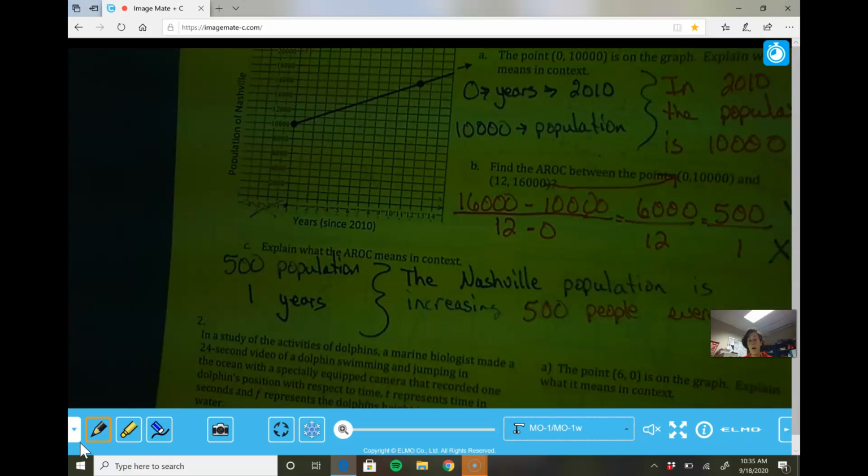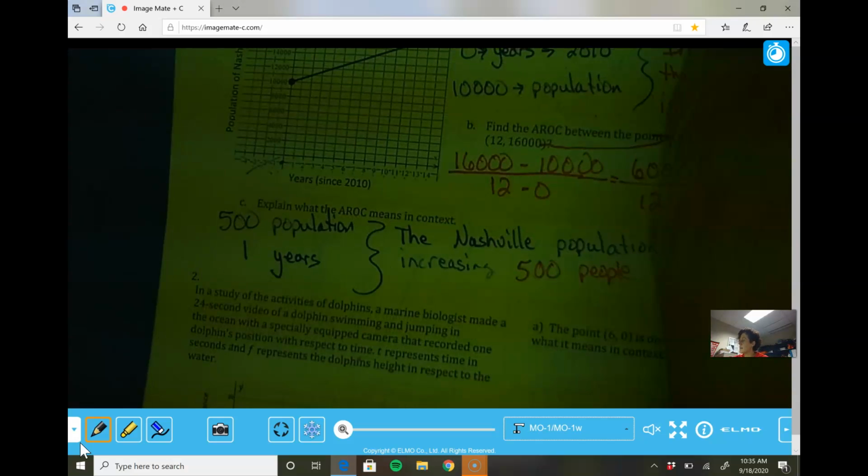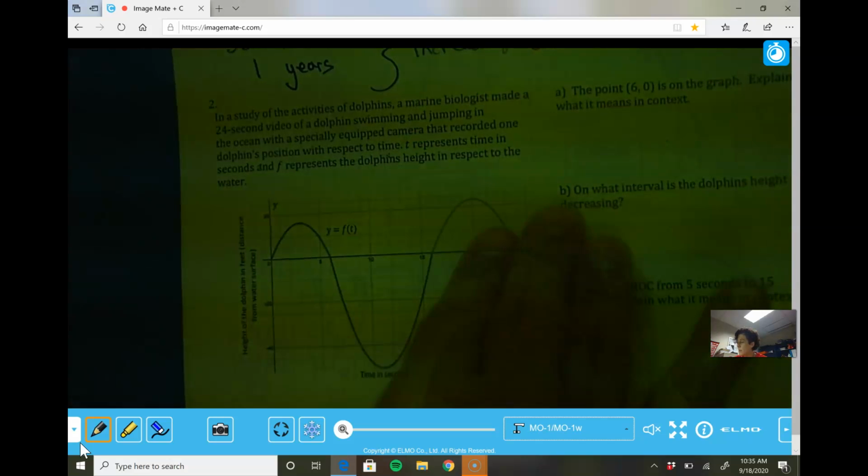But overall, every year, if they average out the people moving in and out, the population's increasing by 500 people every year. All right, let's go to this picture down here. So again, always read what this description is. Always look at your scale.